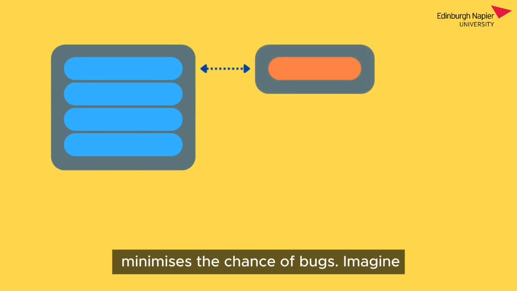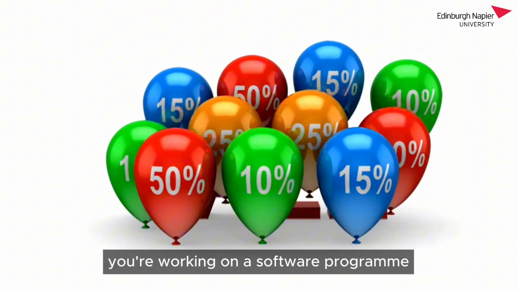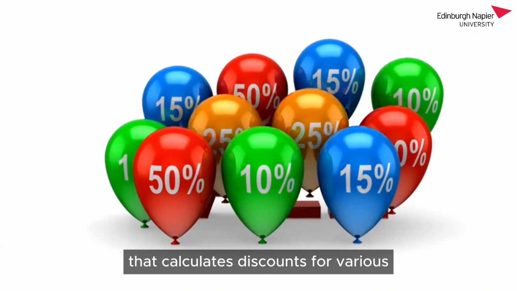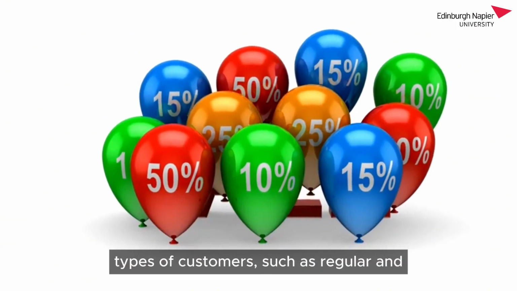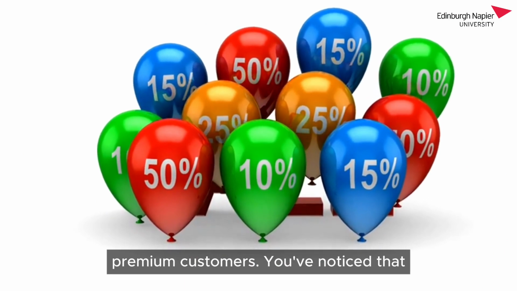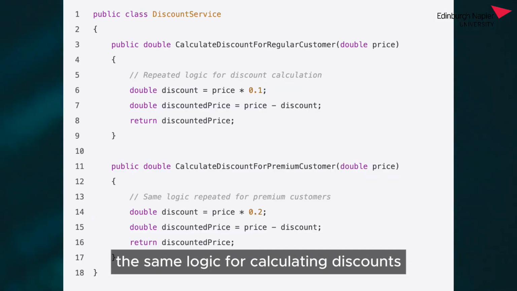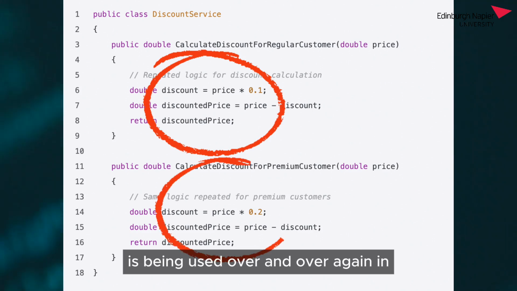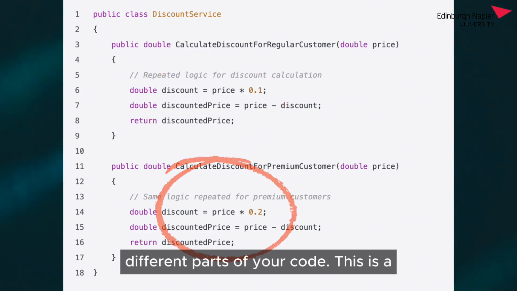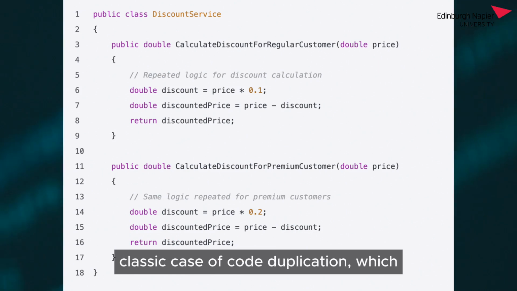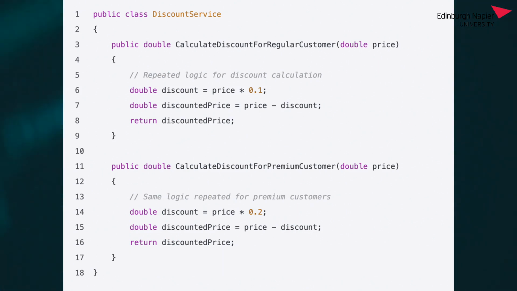chance of bugs. Imagine you're working on a software program that calculates discounts for various types of customers, such as regular and premium customers. You've noticed that the same logic for calculating discounts is being used over and over again in different parts of your code. This is a classic case of code duplication, which can lead to several problems down the line.